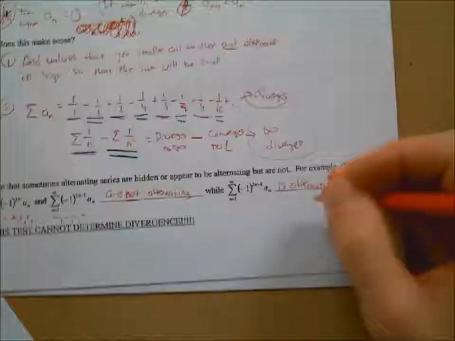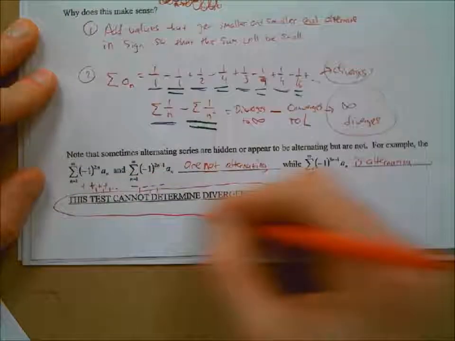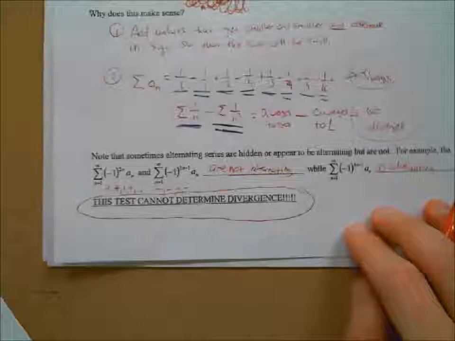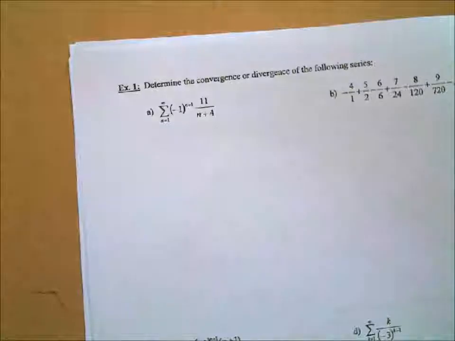Okay, and then finally, very important here, this test cannot determine divergence. Okay, this test cannot determine divergence. You won't be able to do that. Only if it converges. If we don't match those things, it'll be inconclusive.